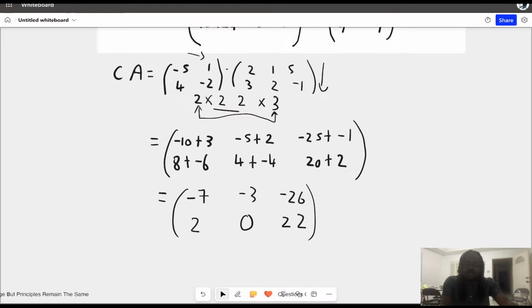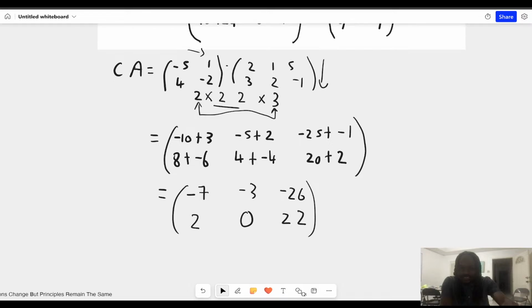Was there anybody who was able to get that? Negative 7, negative 3, negative 24. You have negative 24, sir. And then you have 18 instead of 22. Pay attention to the signs, please. Because you're there, sir, hyping yourself up in the chat and you're not getting 100% right.